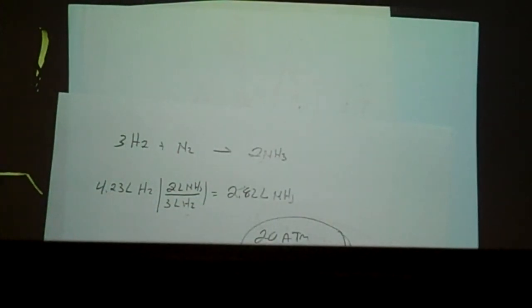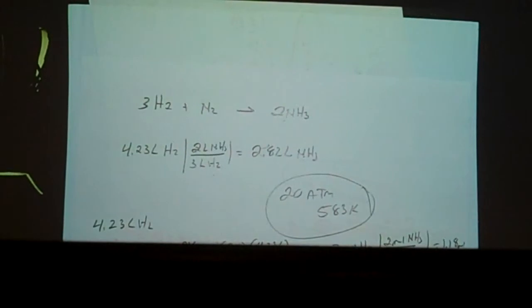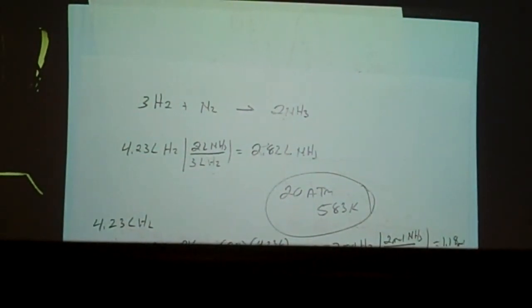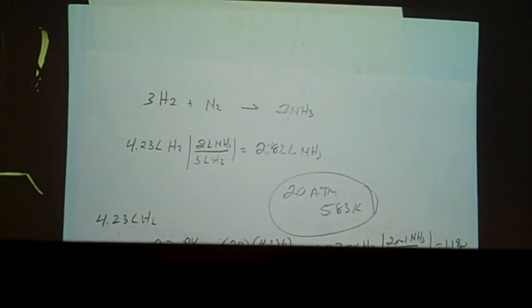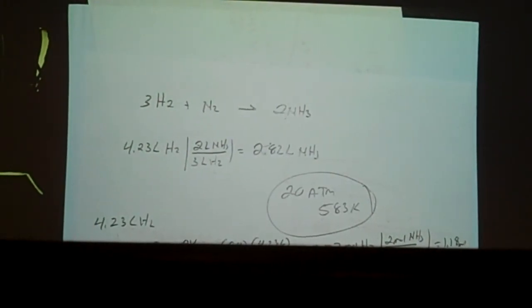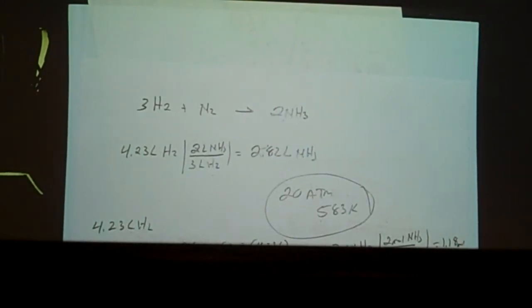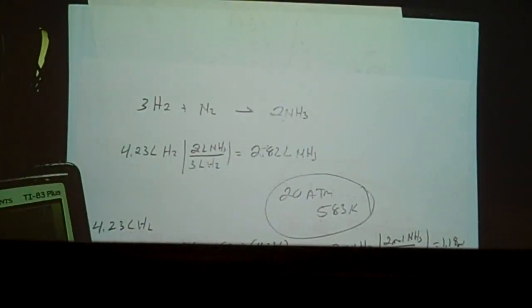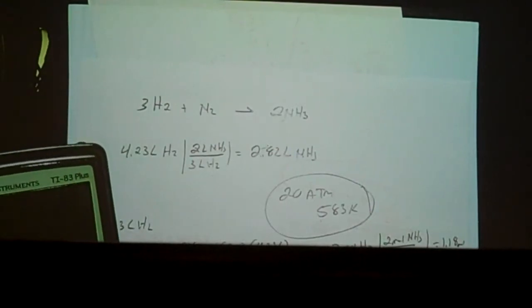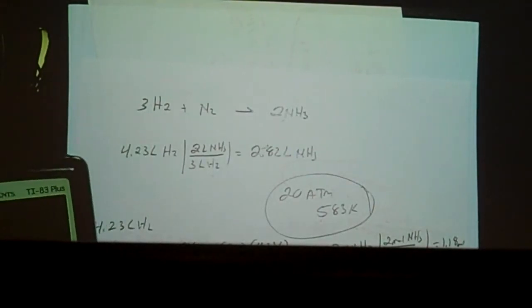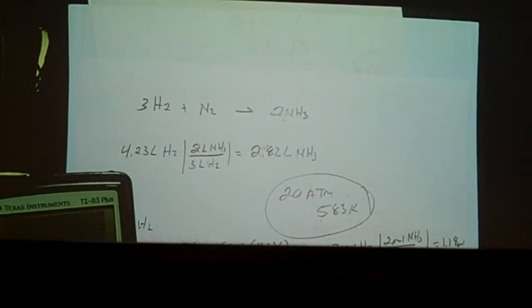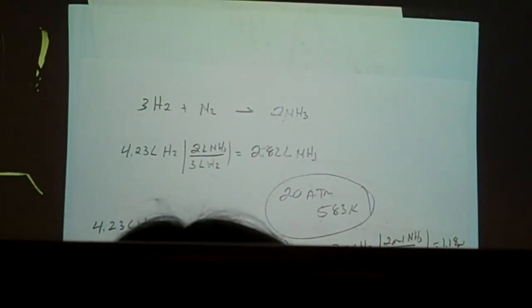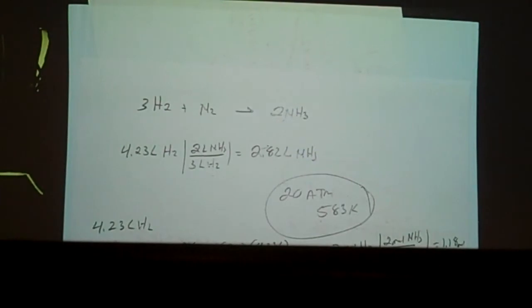I use the stoichiometry. Now I'm going to go backwards and calculate the volume that NH3 would be, because volume is nRT over P. The number of moles, 1.18. The R, 0.082. The temperature of 583 Kelvin, divided by the pressure, 20 atmospheres. 1.18 times 0.082 times 583 divided by 20 equals 2.82 liters. Exactly the same number. So it doesn't matter, the relationship is in there.